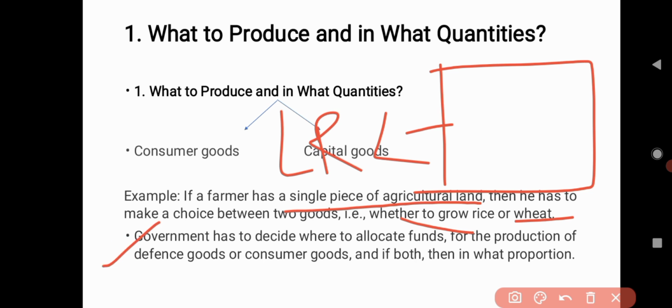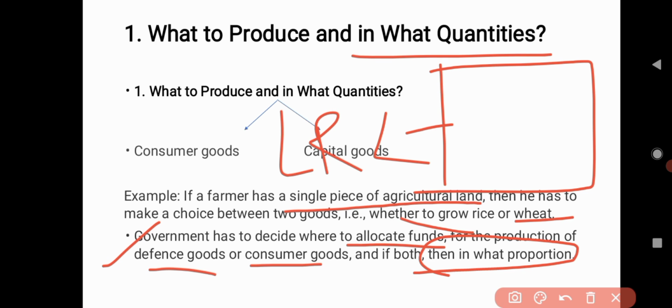At the same time, the government has to decide where to allocate funds, either for the production of defense goods or for consumer goods, right? And in what proportion, very important, in what proportion, because what quantity it needs to be. We cannot abundantly produce things in large quantity. We need to decide where these funds have to be allocated, either for defense goods or consumer goods.